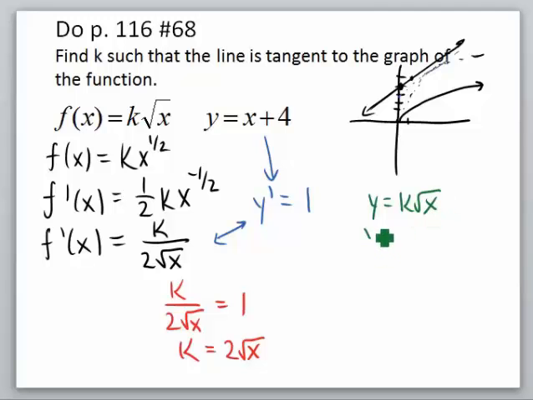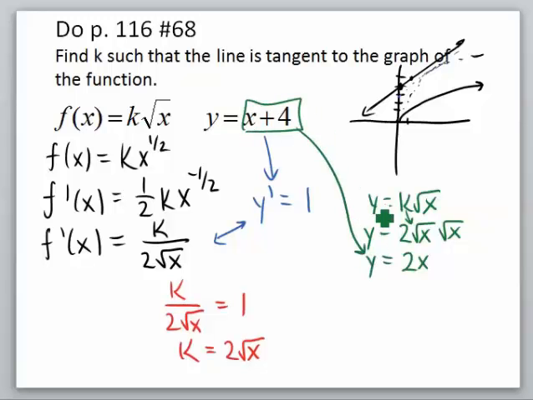I now know that k is equal to 2 square root of x. So I'm plugging in k is 2 square root of x, which gives me that y is equal to 2x. But it doesn't allow me to solve for x so I can see where these two will match up. So I need to use substitution where I take this y value and plug it in because I want to know where they match up, where they meet up.